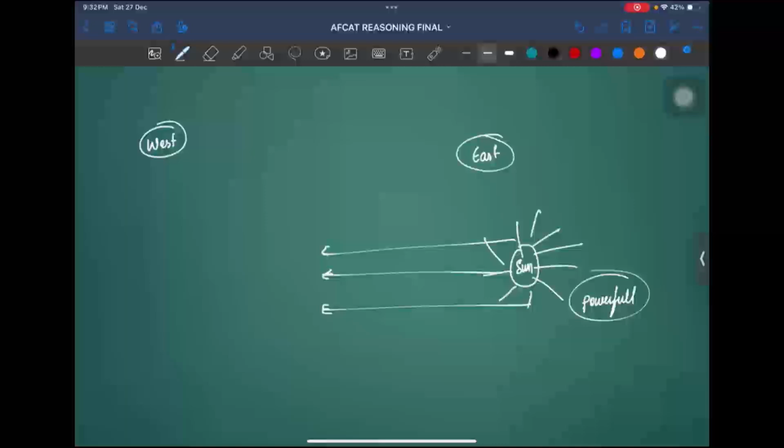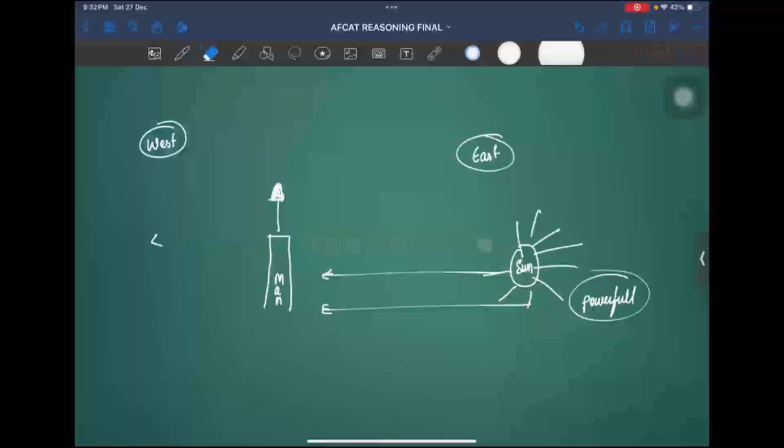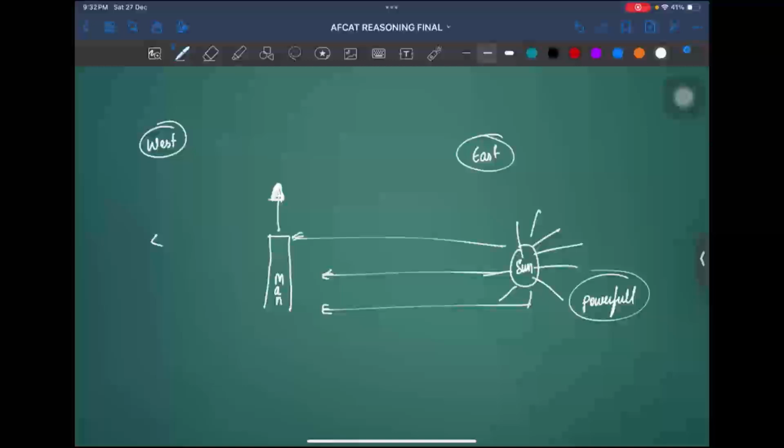Now, for example, a person is standing towards north in the morning. Then sun rises. So sun's rays touch a person, and will it stop or will it again move? Because sun is a powerful object and man is not so powerful compared to sun. So when sun's rays touch a man, it will strike him and move on.